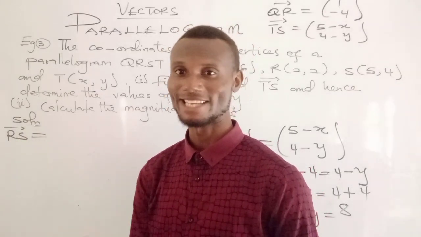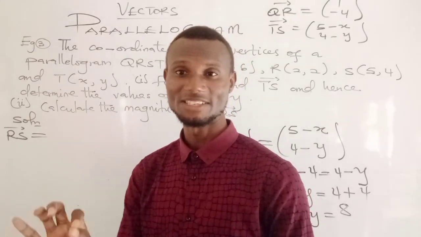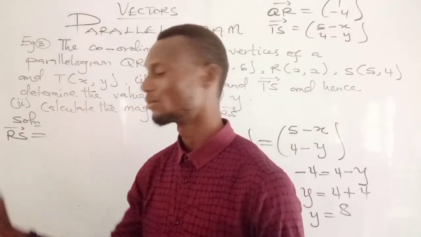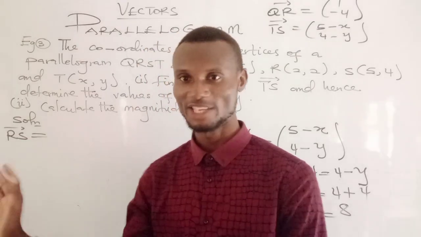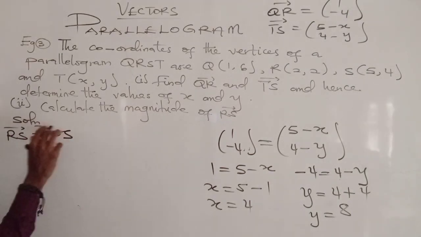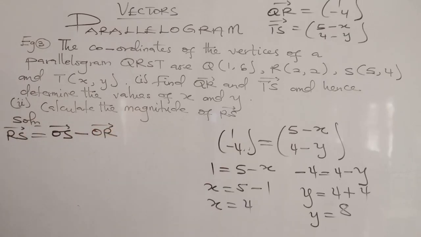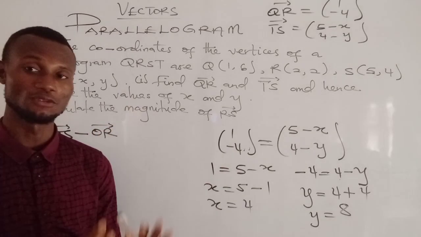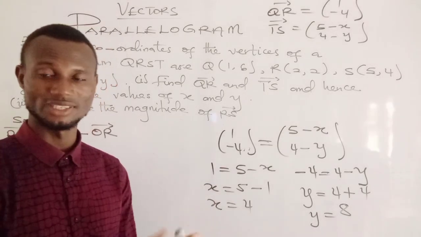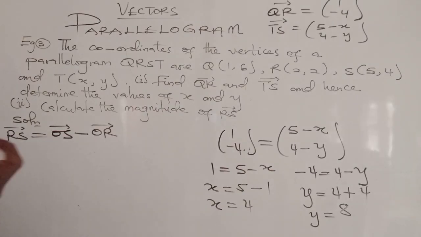Okay, and the position vector of the last letter, which is the S, is going to be OS, and the position vector of the first letter, which is the R, is going to be OR. So let's write it down. To get my vector RS, it's going to be OS minus OR. I hope you understand up to this point. From here we just need to input the values that we have. From the question we have our points S and R, so we are going to input them to get the value of the vector RS.